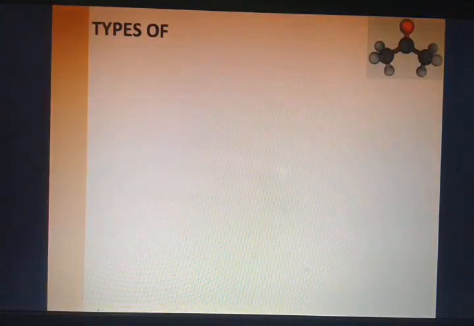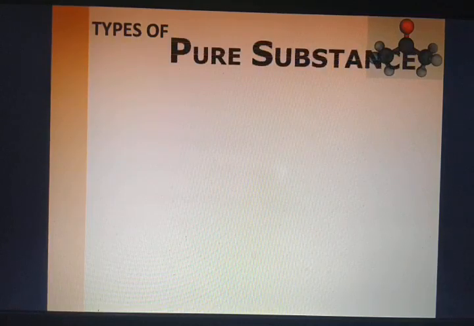The next comes types. The question is, types of what? Types of pure substances. Previously we started with matter, then we classified matter into two segments: pure substances and impure substances. We discussed the properties of the pure substance and the properties of the impure substance. Now, classification of pure substance.